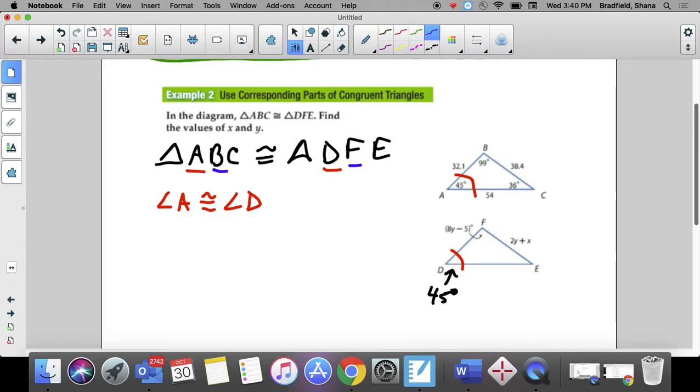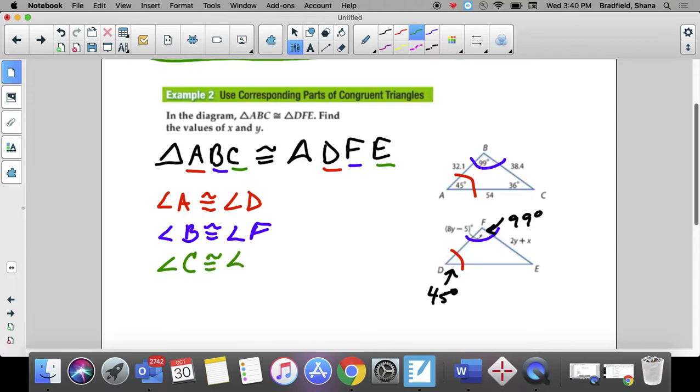B and F are in the second location, so those are corresponding parts. Angle B is congruent to angle F. B is 99 and F is congruent to that, so F also has to be 99 degrees. And then C is in the third place and E is in the third place, so angle C has to be congruent to angle E. C is 36, so E is also 36 degrees. Okay, so we did learn some things.